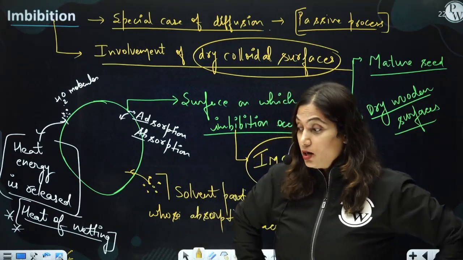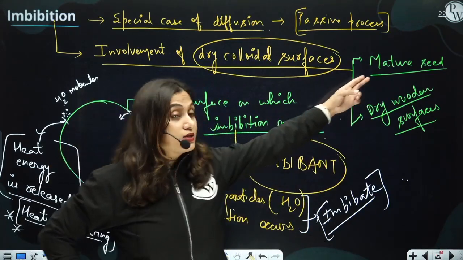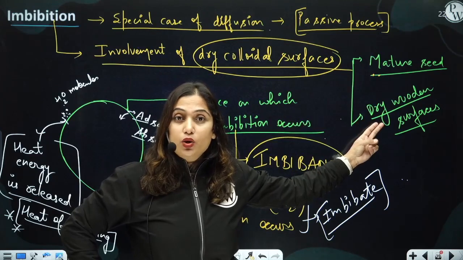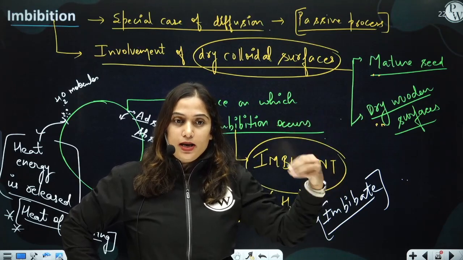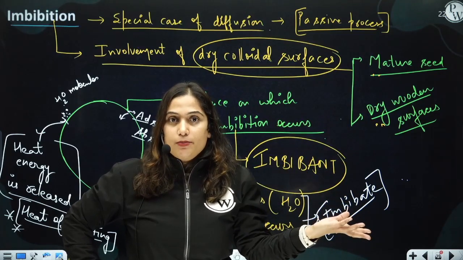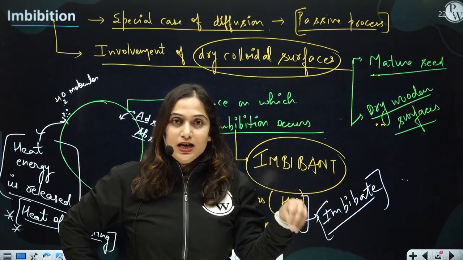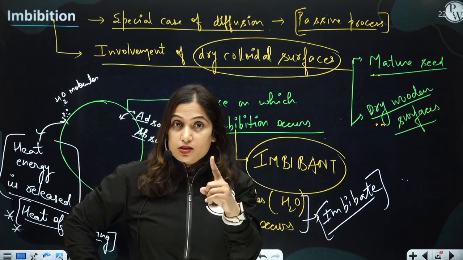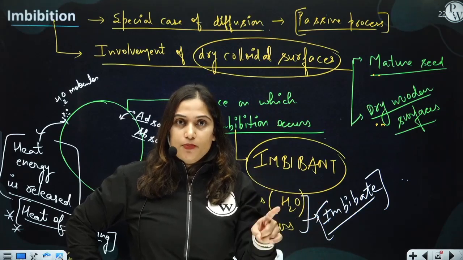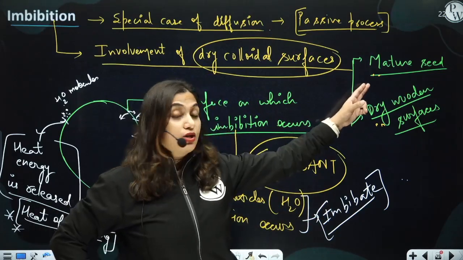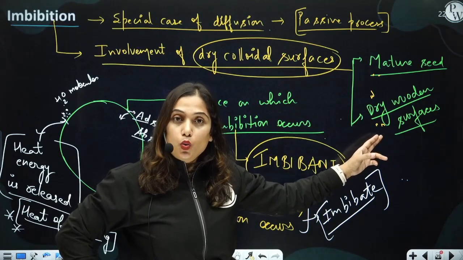Now, what does a dry surface mean? The surface of a seed. It occurs on the surface of a mature seed and dry wooden surfaces. If the question comes that you have put a raisin in the water and it swells up, it is imbibition. False. This is not imbibition. This is endosmosis. But if you put a seed into water and it swells up, this is imbibition. If you put a piece of wood into water and it swells up, this is imbibition. Clear? So imbibition occurs on dry surfaces like mature seed and dry wooden surfaces.